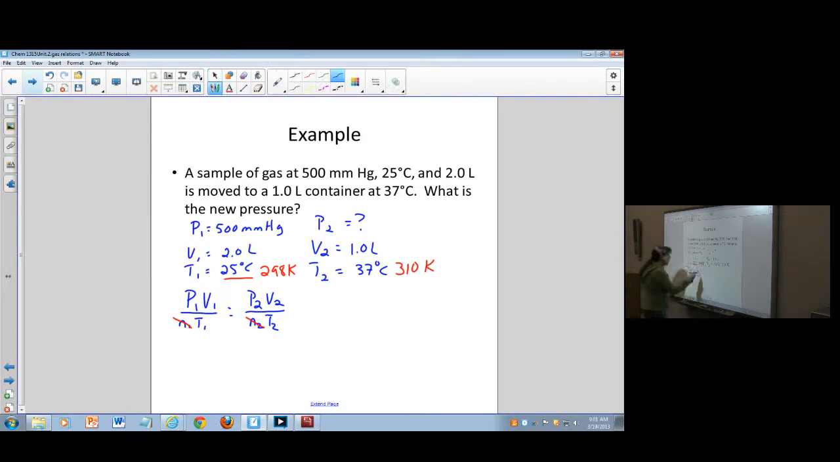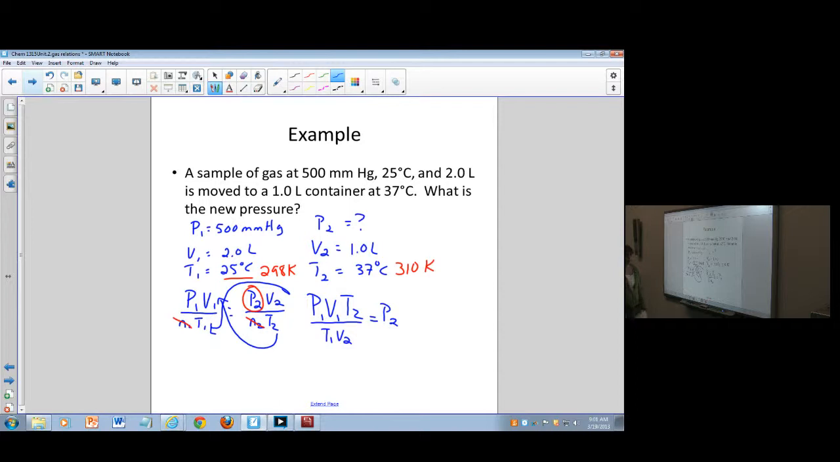Then, I can rearrange this, and what I want all by itself here is the pressure. All right, so what I'm going to do is I'm going to multiply T2 across and divide V1 across. This works out to be P1 V1 times T2 divided by T1 V2, that's equal to P2.